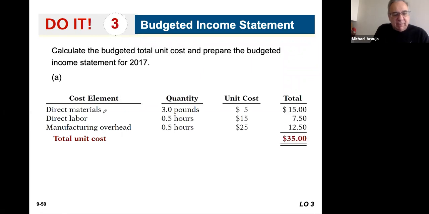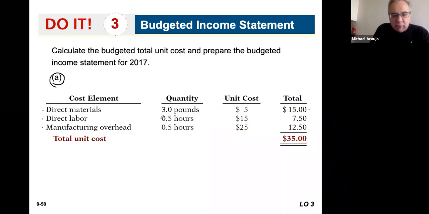our answer here. Okay, so part A, in this case, we are looking for the budgeted total unit cost. We're looking at how much does it cost to produce one unit of this product. It's direct materials, direct labor, manufacturing overhead. 3 pounds, $5 a pound. That was given to us in the information there.